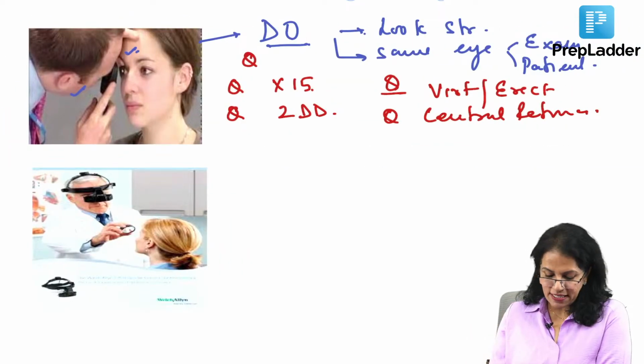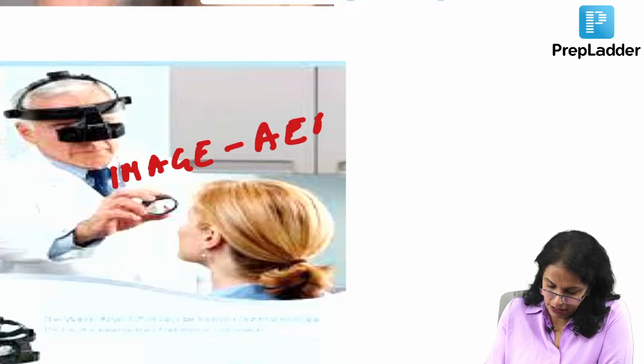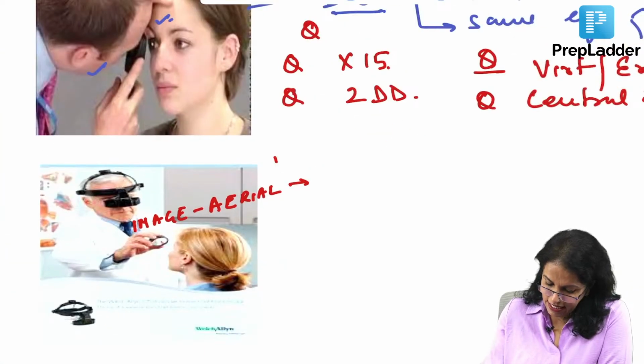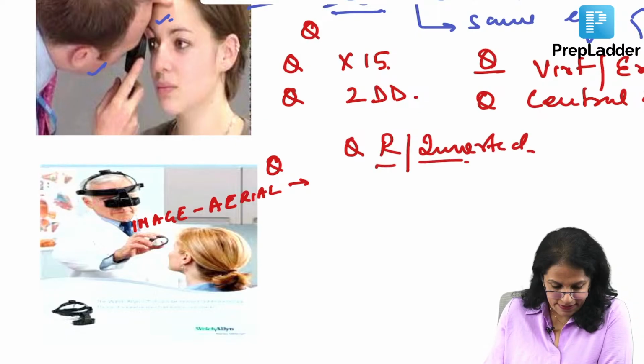The second one is indirect. What are the recent questions? Where is the image formed? So, in this case, what will you say? Where is the image formed? It is between the examiner and the lens. The image is formed here, okay, in the air. It is an aerial image which is formed here. And what is the type of image? We all know the type of images. So, this is one question. Second type of image, it is real and inverted. Real and inverted.